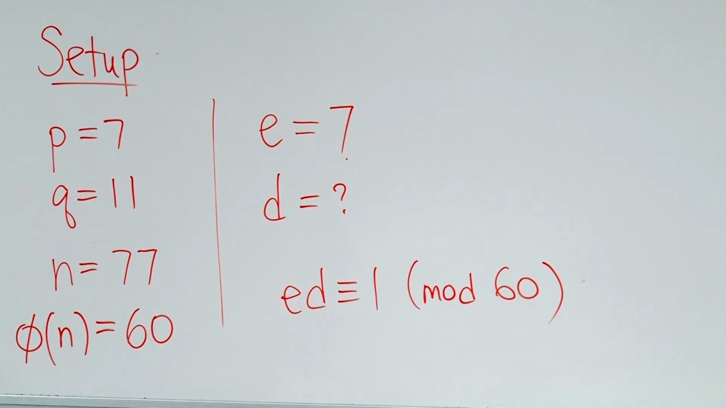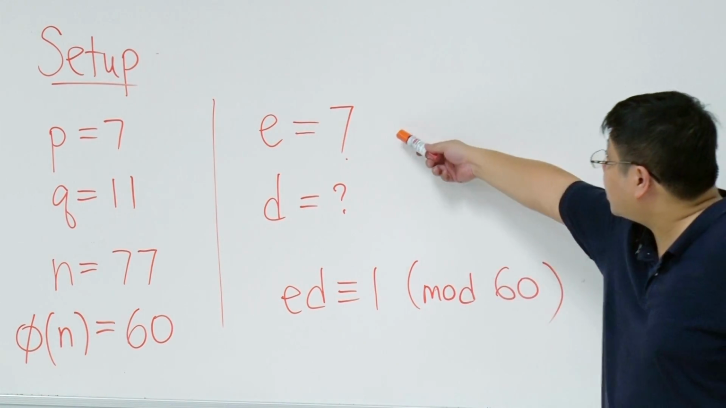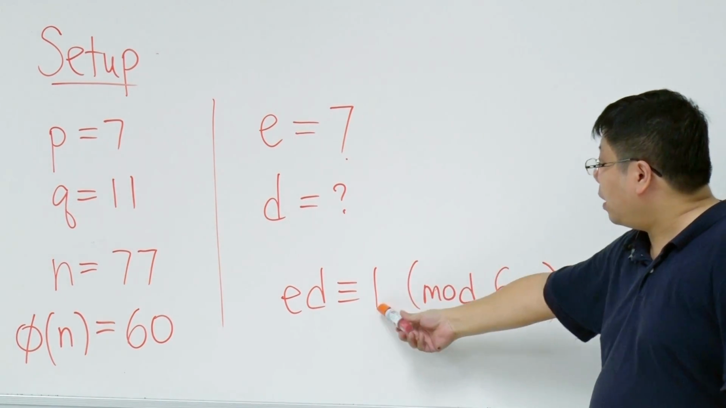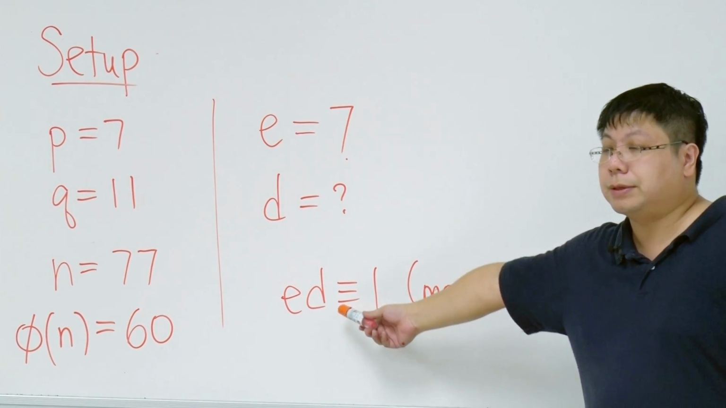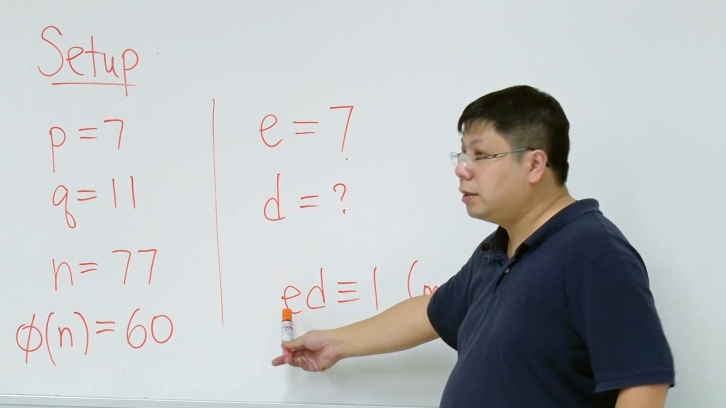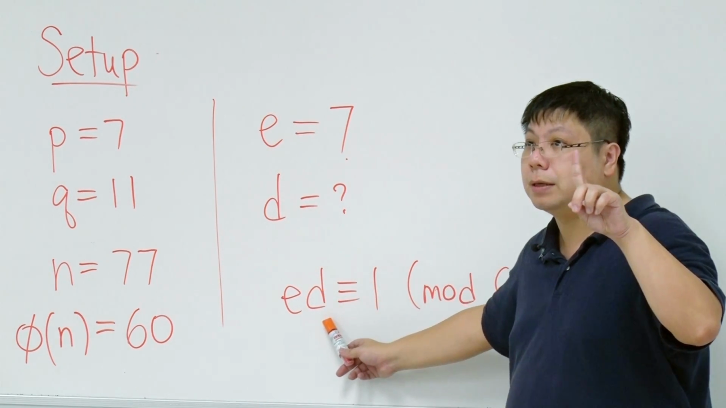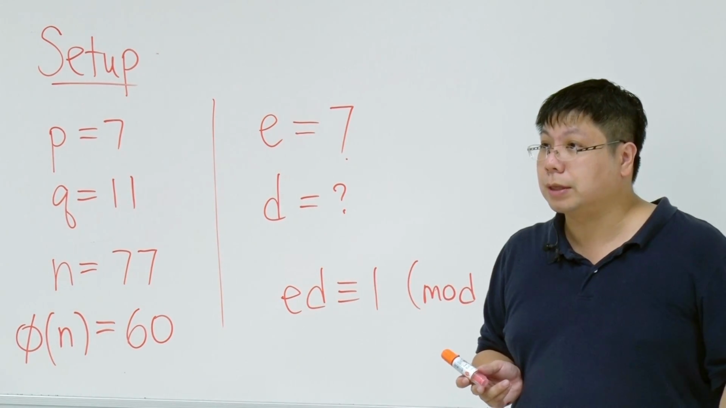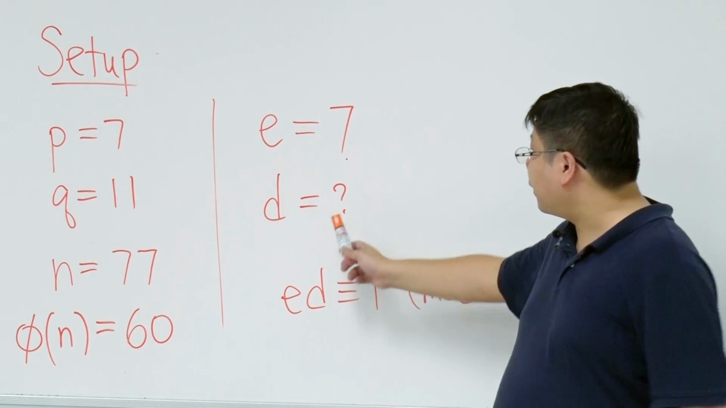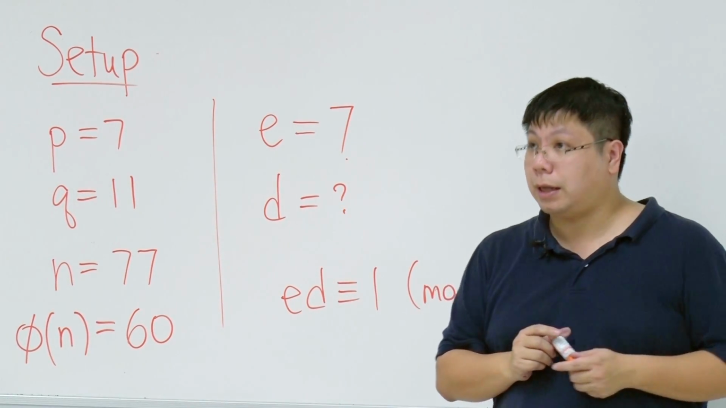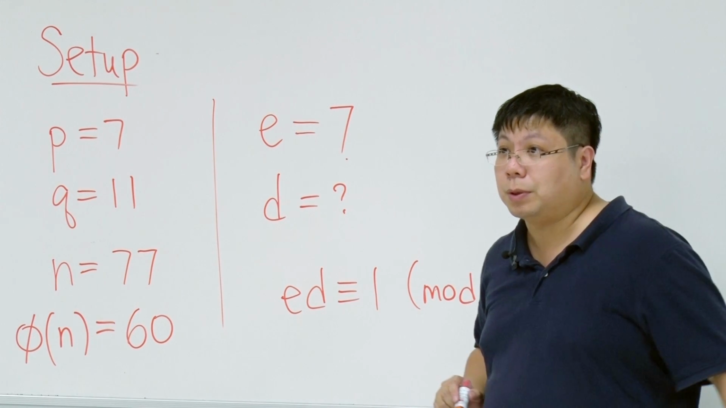Well, you can do that by trying one by one, but there's a much easier way. Why do we know ed equals 1 has a solution? Because the GCD of e and 60 is equal to 1, right? There must exist some number such that e times d is equal to 1 modulo 60. So the key to find d is to use the Euclidean algorithm to help us.